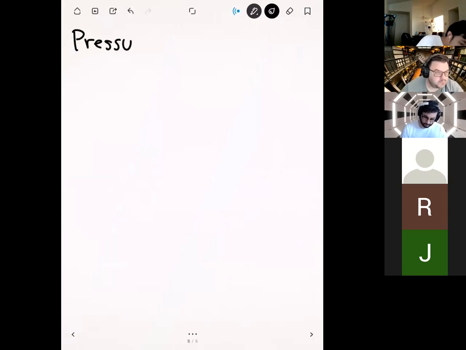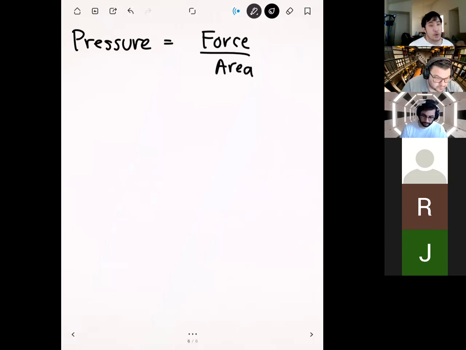So let's go back to our understanding of pressure. Remember, pressure is nothing more than a force divided by an area. What we can do is take the input force that we're putting in on the hydraulic jack and divide it by the area of the plate, and that's going to be our expression for the pressure.